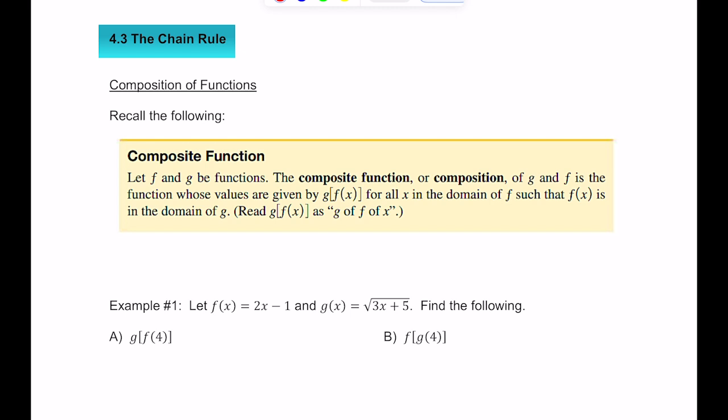If you'll recall, the composite function, or composition as it's sometimes known, of g and f, which are just two functions, is the function whose values are given by g of f of x for all x in the domain of f such that f of x is in the domain of g. We read this as g of f of x. Sometimes it can also be written as g, then the composed-with symbol, which looks like a little o, and then f of x.